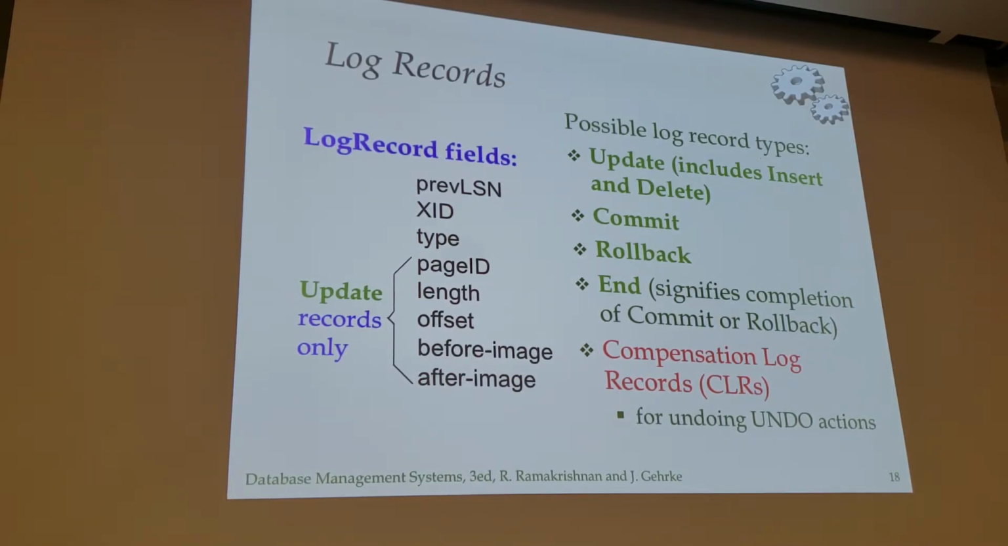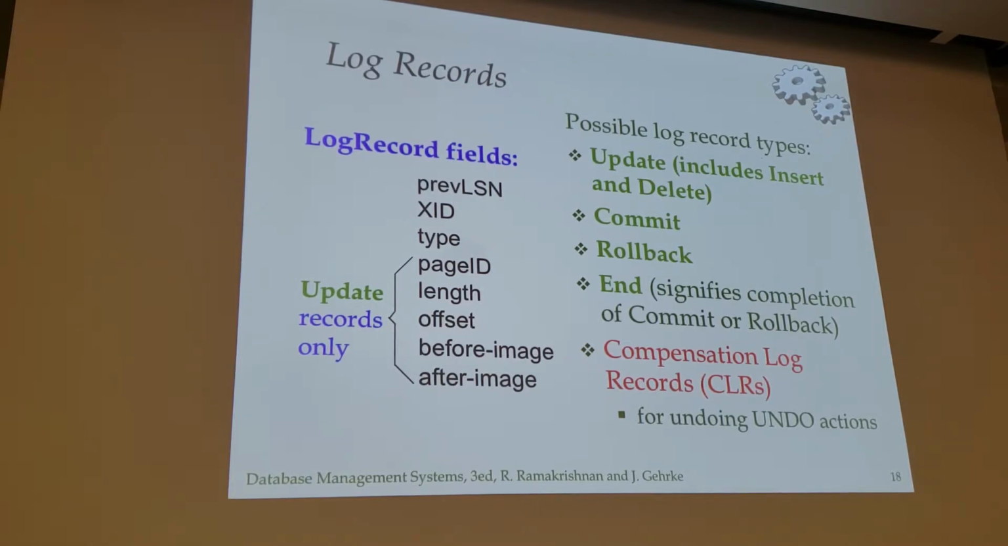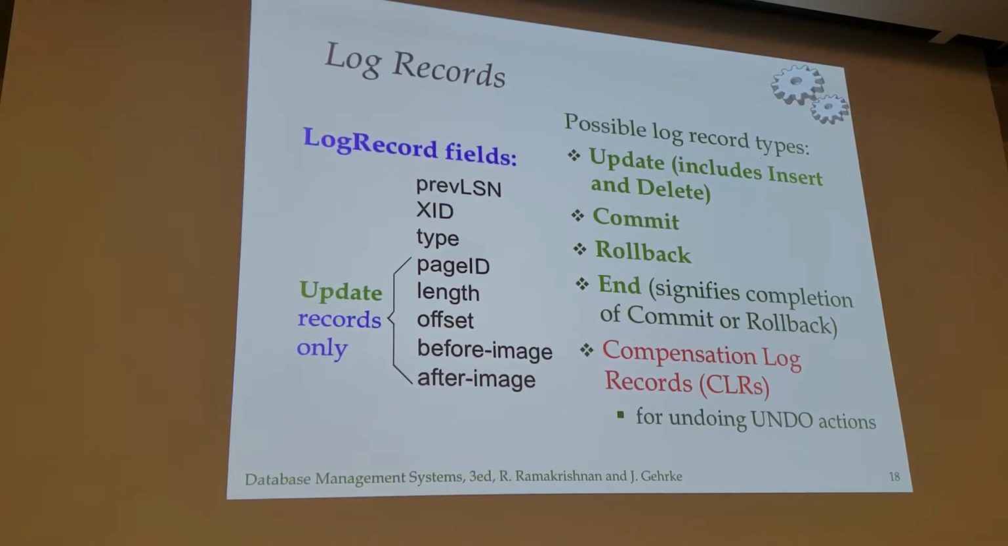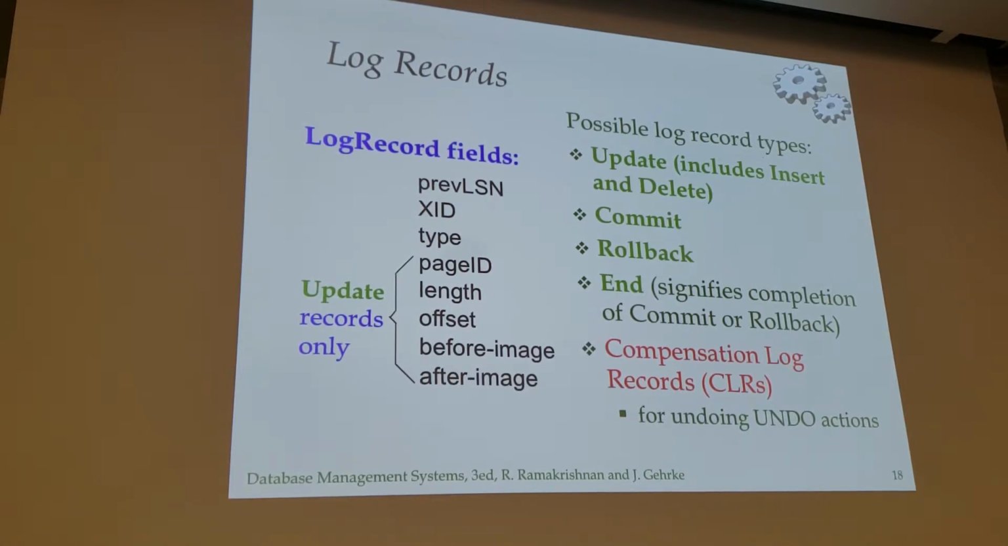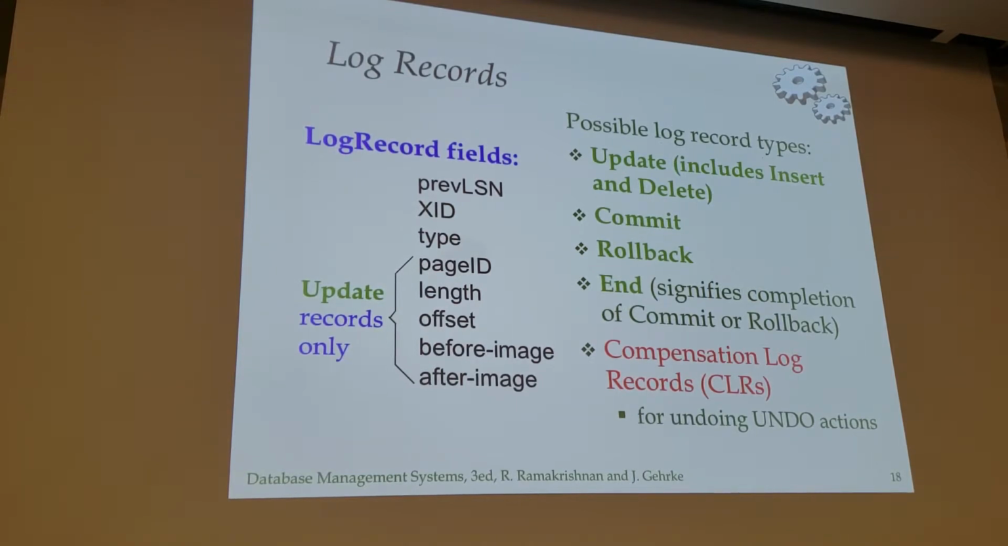There are some other fields that I have inside a log record. I have information about the transaction that wrote it. I have the type of the log record. There are some other log record types besides update, insert, and delete. We're going to see on the right side of this page. And I also have something called prev LSN. What does prev LSN mean? I have a linked list of all the log records that correspond to this transaction.